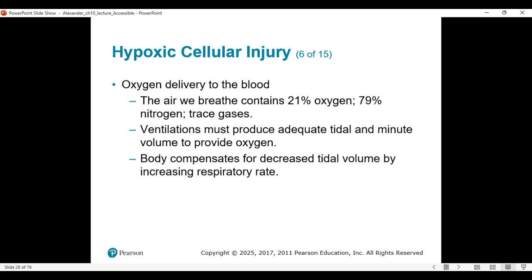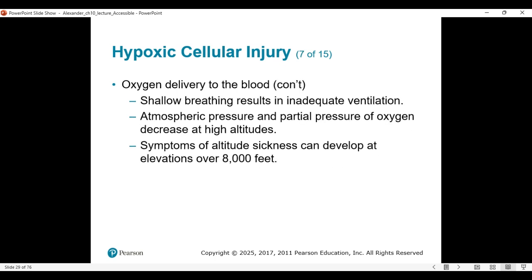Patient must have proper ventilations to produce adequate tidal volume, minute volume. And the body will compensate for decreased tidal volume by increasing the respiratory rate. Makes sense, right? If we're not breathing enough, the respiratory rate's going to go up. Shallow breathing results in inadequate ventilation. Remember that the atmospheric pressure and partial pressure of oxygen will decrease in altitudes. And symptoms, altitude sickness can develop at elevations of over 8,000 feet.